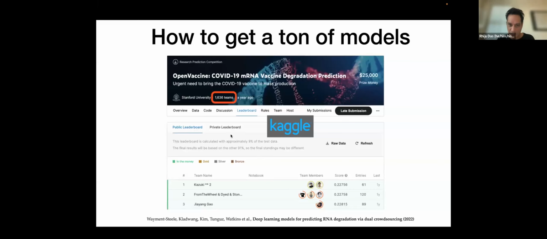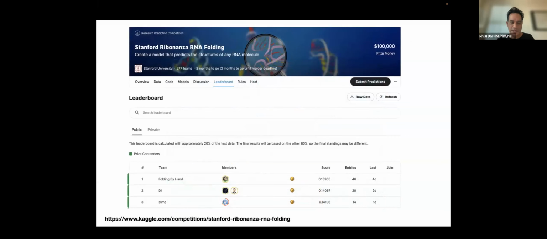But by getting a lot of people onto the problem, we were able to get better models than anything that we were making in-house with our favorite transformers or whatnot. And so for this Ribonanza data set, we decided to take the same approach. We'll let anyone who wants to come and try out their algorithms or create novel algorithms.